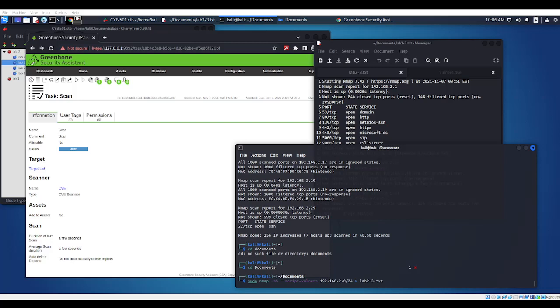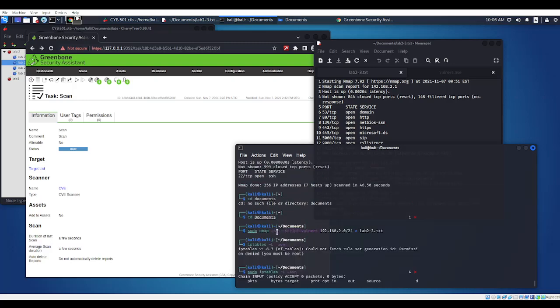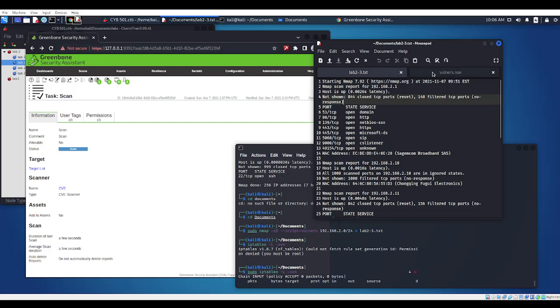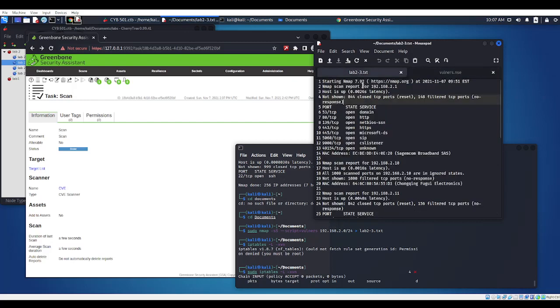However, when I ran an nmap script, specifically the one seen here, sudo nmap --script vulners, and output the output to a text file, as you see here. First of all, this is a script that prints out known vulnerabilities on the IP target listed in the command line. And here is the output.